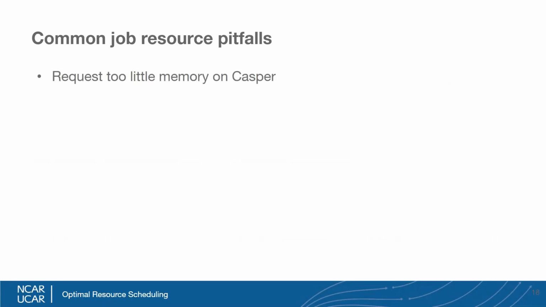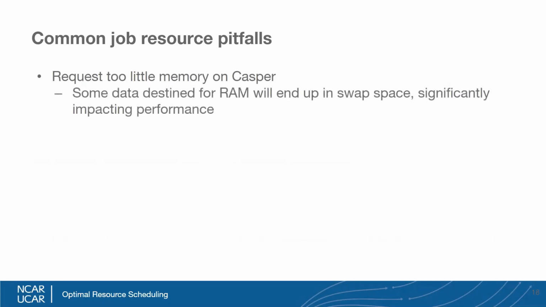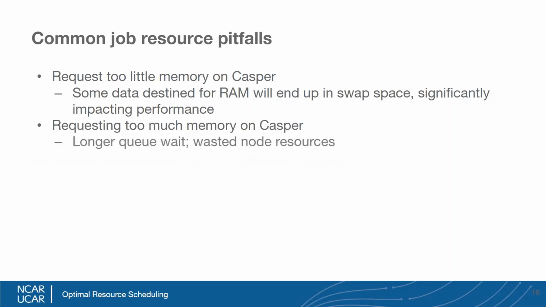You may request too little memory on Casper, in which case some of the data destined for RAM will end up in swap space, and that'll impact your performance pretty significantly, especially if you have a very data-heavy workflow. If you request too much memory on Casper, this is better, I suppose, but you will likely have a longer queue wait time, and you'll also waste node resources, because if I ask for 100 gigabytes of memory, Slurm allocates that memory to my job, and nobody else can use it.